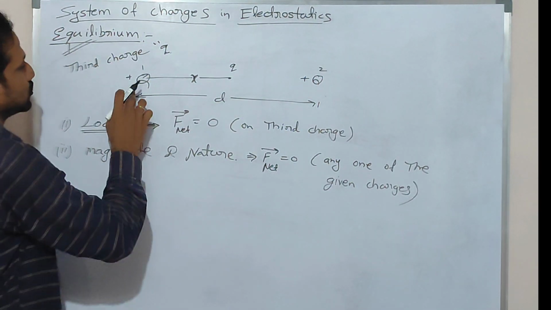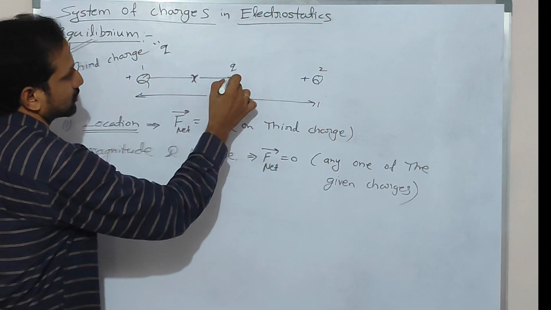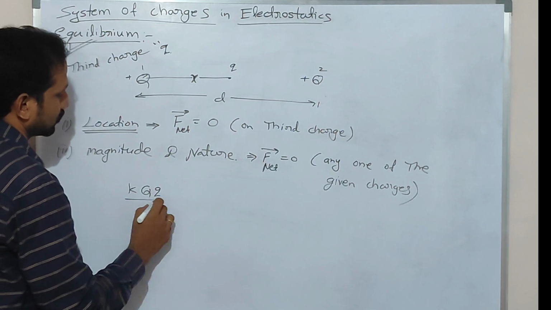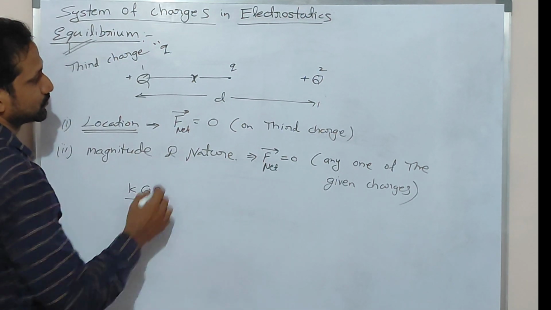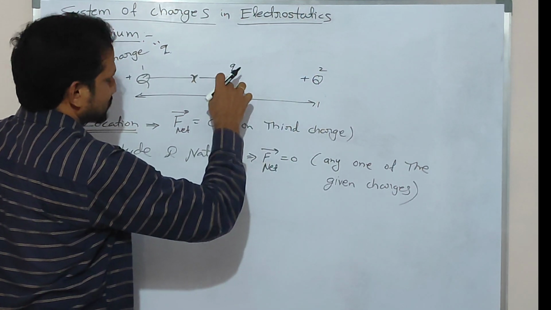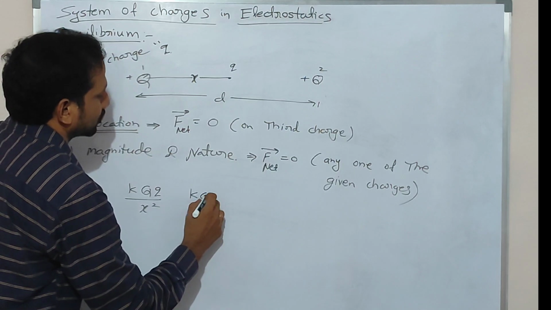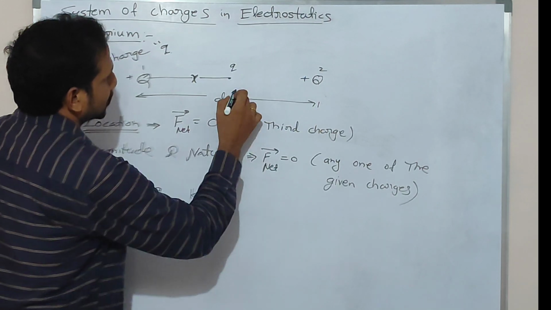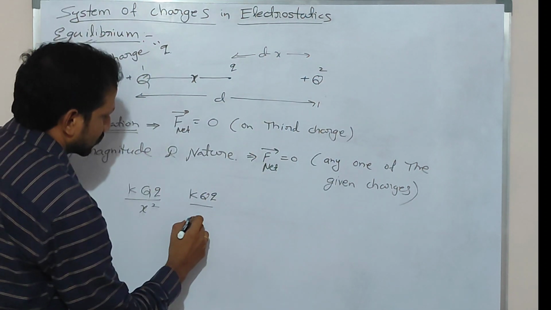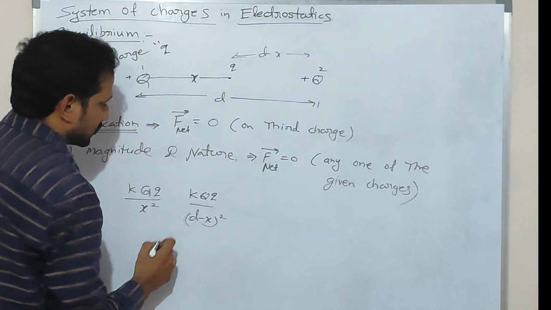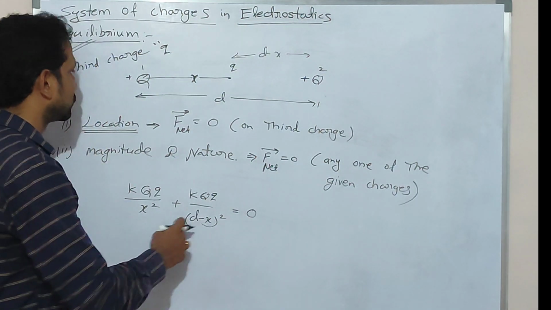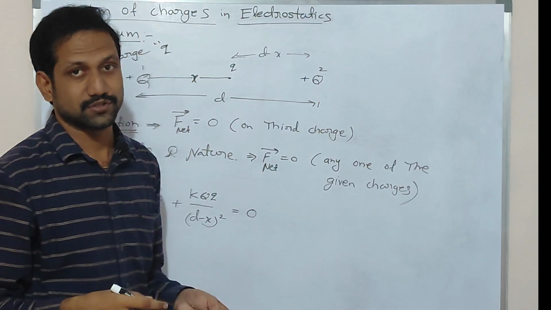Due to the first charge, the force acting on this will be k capital Q into small q divided by x square, where x is this distance. And due to the second charge, the force acting on the same charge is going to be k capital Q into small q divided by d minus x whole square. The sum of these forces must be equal to 0, because that is the definition of a system of charges in equilibrium.